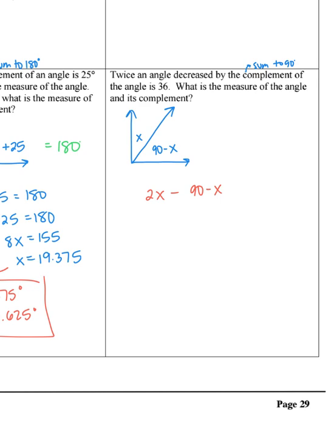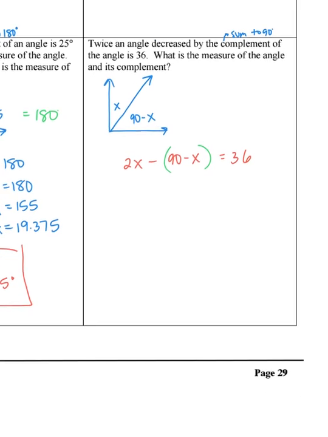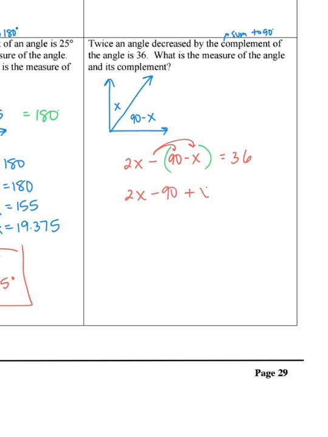Be careful here. If you are subtracting a quantity, you have to put that in parentheses. And we get 2x minus (90 minus x) equals 36 from that equation. We're going to go ahead and solve. 2x, distribute that minus sign. Minus 90, minus a negative x gets a positive, equals 36. Combine my like terms. 3x minus 90 equals 36. Add your 90 over. 3x equals 126. And divide, we get x is 42.